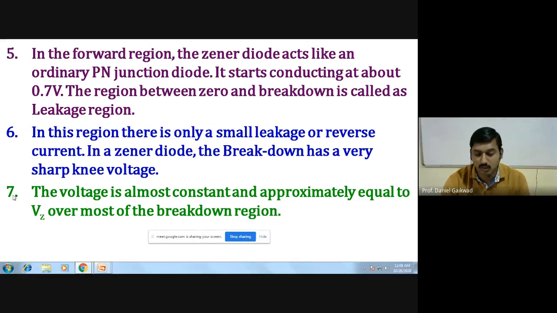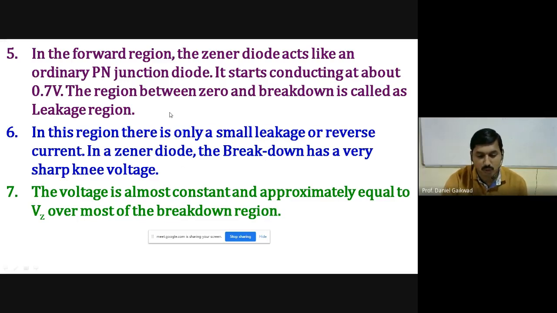Okay. Now number 7, the voltage is almost constant and approximately equal to Vz over most of the breakdown region. So across the Zener diode, the voltage remains constant, equal to the breakdown voltage Vz. Suppose we buy a 5 volt Zener diode. Then there will always be 5 volt across the Zener diode, irrespective of the current. The voltage is constant and equal to Vz over the breakdown region. Okay, so these are the points.